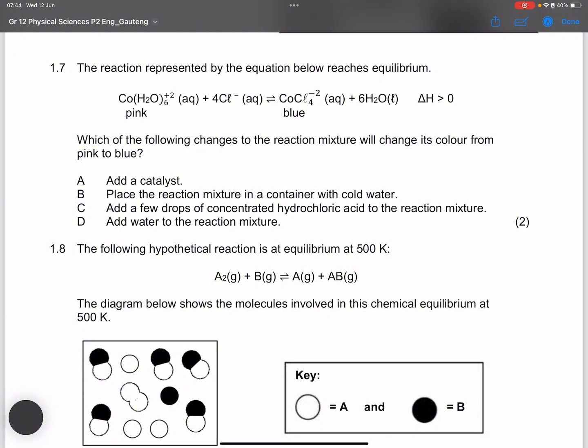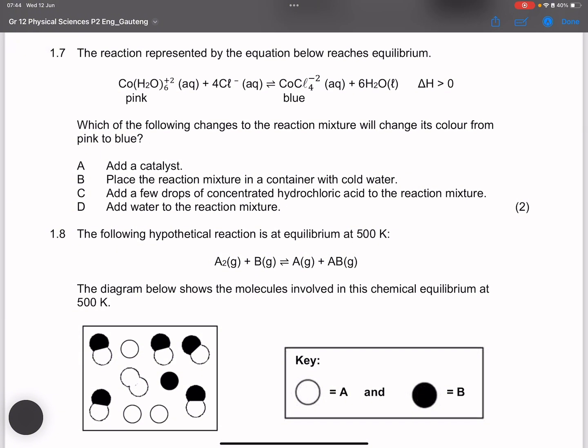Okay, so the next one, they say the reaction represented by the equation below reaches equilibrium. So we've got that reaction there. They say delta H is greater than 0, so that's endothermic, meaning the forward reaction is endothermic. They say which one of the following changes to the reaction mixture will change its color from pink to blue. So meaning we want to favor the forward reaction because that is what will cause the color change from pink to blue. So they say adding a catalyst. Remember, adding a catalyst will favor both the forward and the reverse reaction. Place the reaction mixture in a container with cold water. The forward reaction is endothermic.